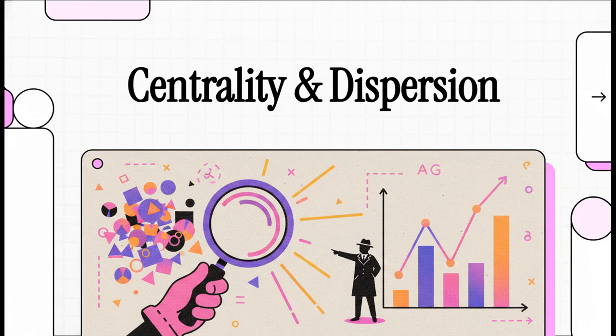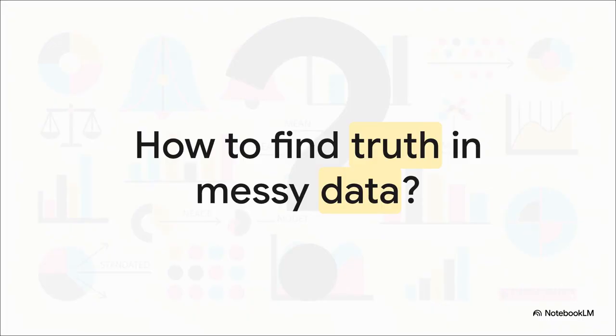We literally live in a world that is just absolutely drowning in numbers, metrics, and figures. But let's be real, raw data is just a chaotic mess until we actually interrogate it properly. So let's uncover the true story hidden inside all of that noise by mastering the statistical foundations of centrality and dispersion. So, how do we find the truth hidden inside messy data?